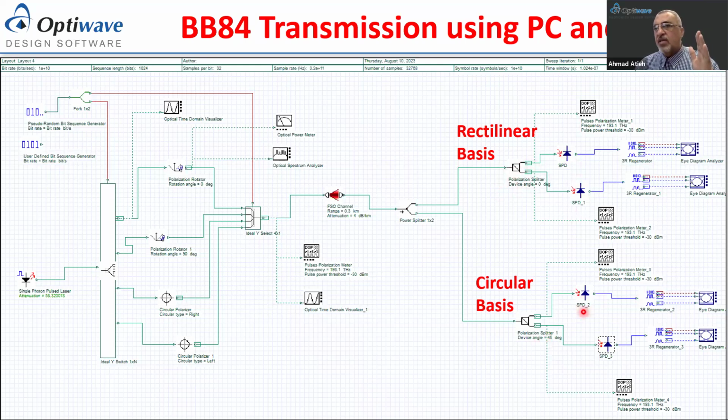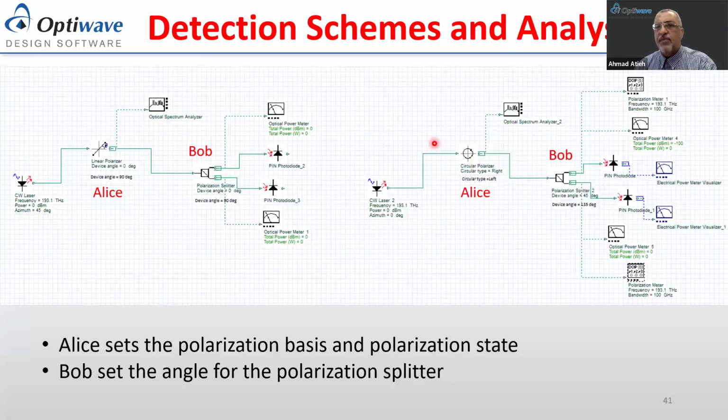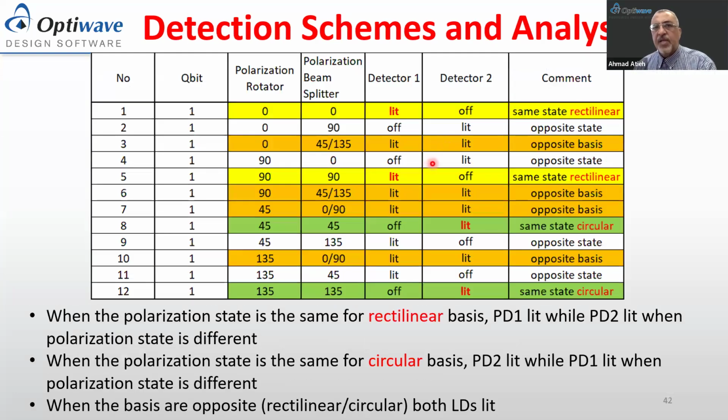And with 2 diodes, you should be able to detect if the basis is correct and if the state is correct, as we can show you here in some of the analysis done. So if you can see here, for example, if the polarization beam splitter state is 0, and whatever you send at the Alice side is 0, detector 1 is going to be lit on the top side, and detector 2 is off. However, if you receive the opposite state, the other LED here is going to be lit.